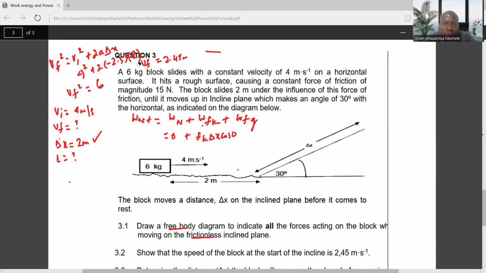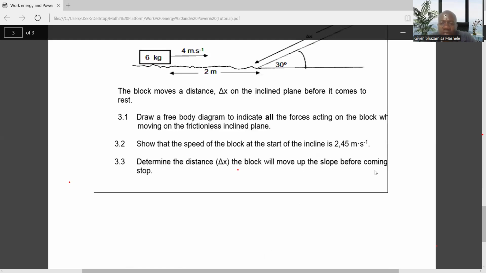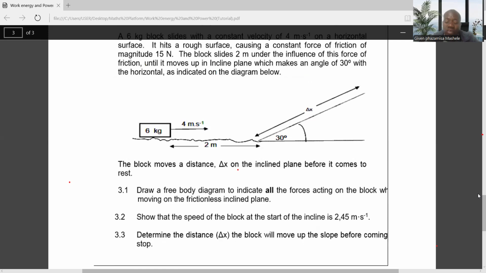So we know the initial velocity is 2.45. We know the final velocity is 0. They told us that before coming to a stop, it is 0. And there's no friction, there's no force applied there. So what are we going to do here, guys? We use the work energy theorem, or we use the other formula, the law of conservation of energy.